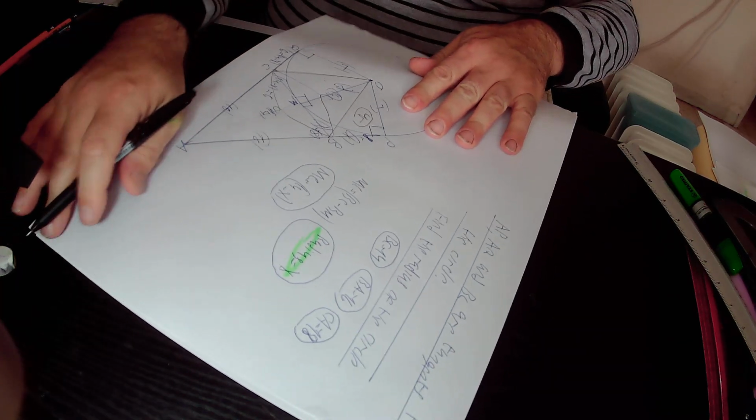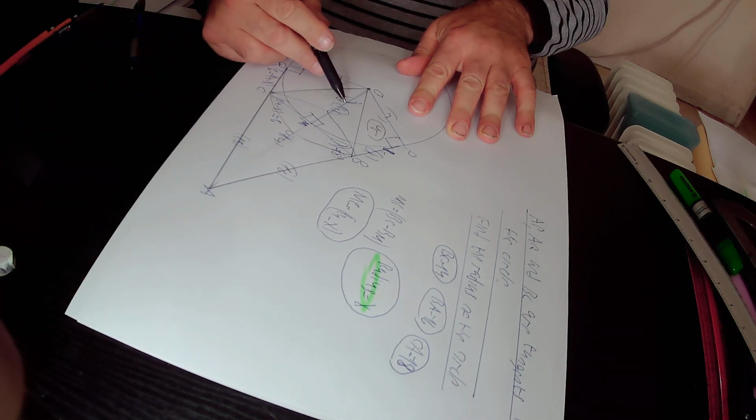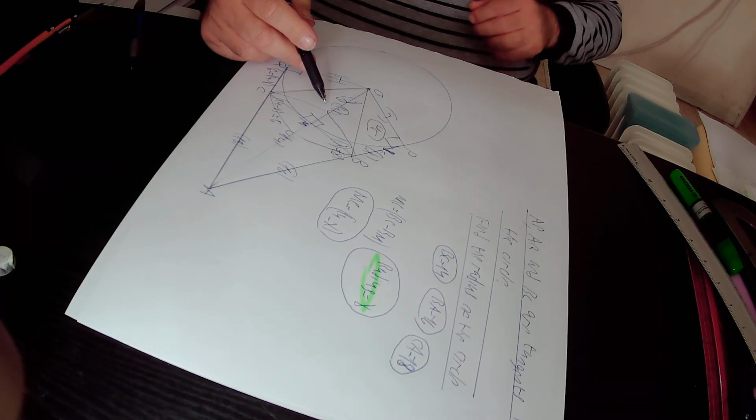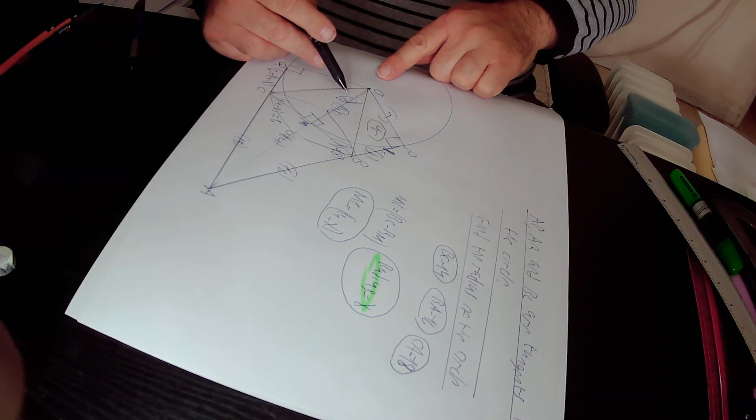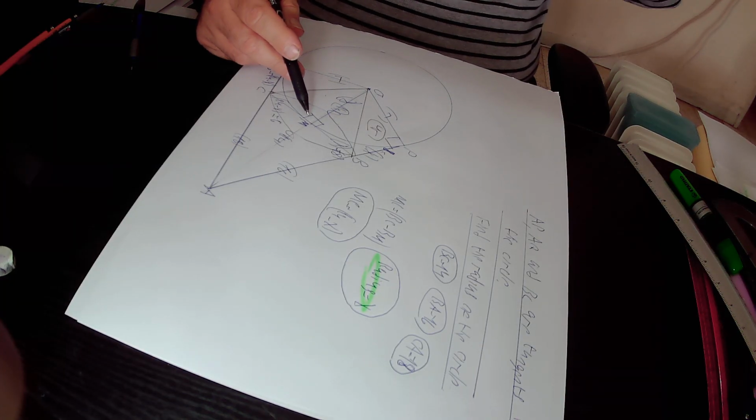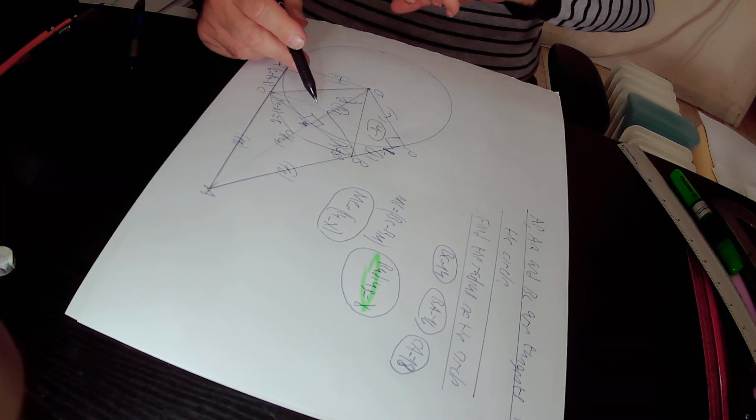What is the area of this right triangle MOB? The area of this right triangle MOB equals the base MB, that is 8, times the height MO, that is R over 2. So in total, the area of this right triangle MOB equals 8R over 2, that is also 4R.